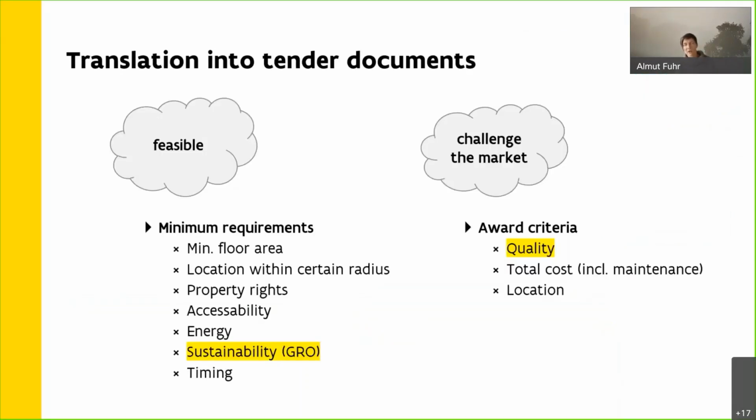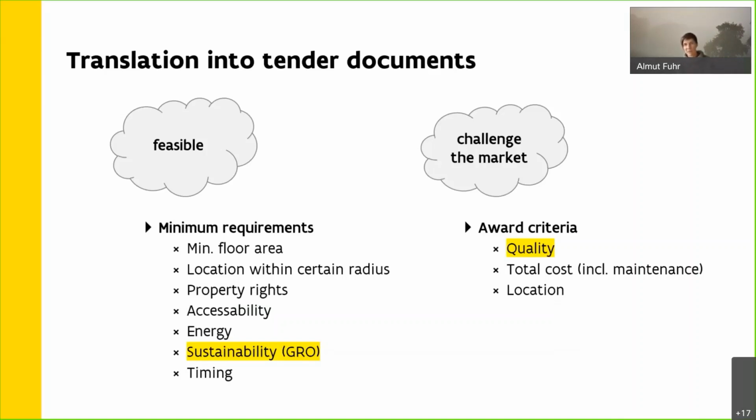So we did a lot of research and benchmarking, and we decided, okay, there are certain aspects which we were quite sure that is feasible. And we put all these feasible aspects into the minimum requirements in the tender. So you see in that list of the minimum requirements, of course, the location and something about the floor area, but also energy, accessibility, sustainability, and timing.